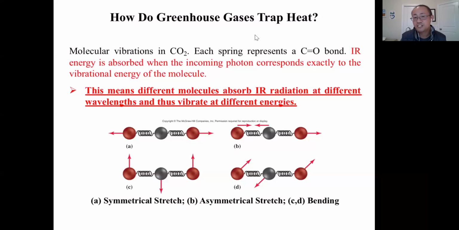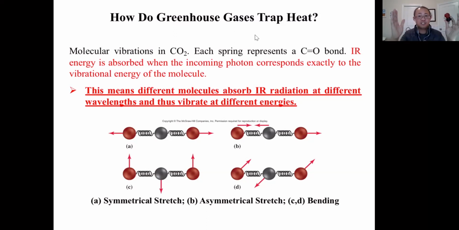So here, let's take a look. What vibrations do we have for carbon dioxide, the greenhouse gas? If you assume the carbon and 2 oxygens are linked by bonds, and we assume the bonds are springs, it will be easier to understand what vibration means. Vibration means what happens when a molecule is irradiated by IR.